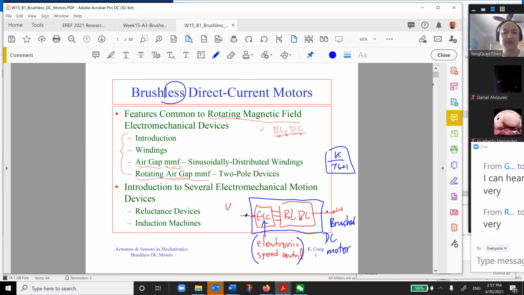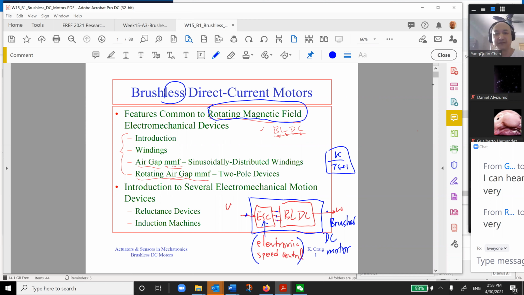the ESC controls the BLDC. Okay, so why do I need 3 phases here? To understand that, the first thing we need to understand is this thing called the rotating magnetic field. The idea is, if I make the magnetic field rotating, then that magnetic field will be able to drag the rotor to start to rotate, okay? So we are going to go through that understanding of the rotating magnetic field.